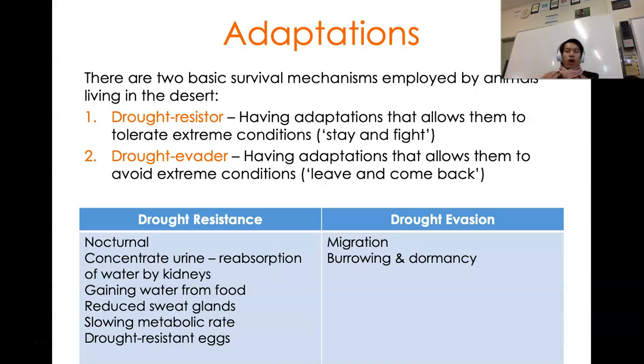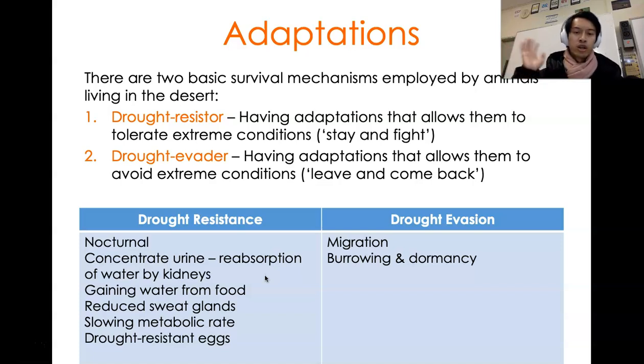Okay, and so there's a variety of different things that animals can do, and so here's a short table to outline some of those things. Being nocturnal, if you want to avoid the daytime heat, get out at night. Concentration of urine to increase the reabsorption of water by the kidneys. A lot of animals in the desert are able to do that. Gaining their water from their food, so actually getting the moisture out of the food as much as possible. Reducing things that make them prone to lose water, like sweat glands, slowing down their metabolic rate so they don't use up as much energy, and then also creating drought-resistant eggs that allow those offspring to survive.